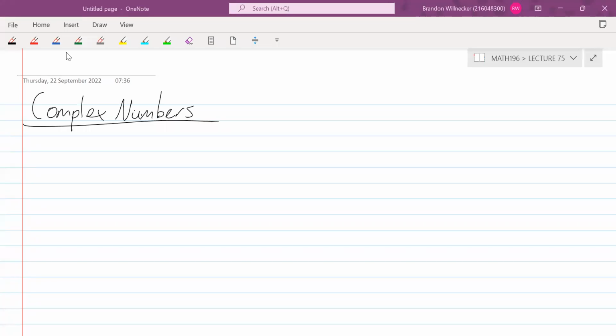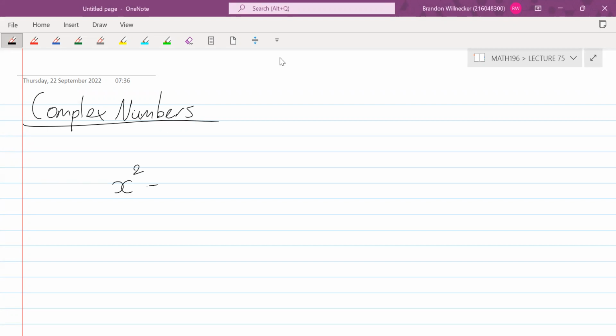Hi everyone. So today we're going to start on the new section called complex numbers. This is a pretty important section to go through. It's not too bad, it's just a few things that we need to get through. So we start with a simple problem of solving the following equation.